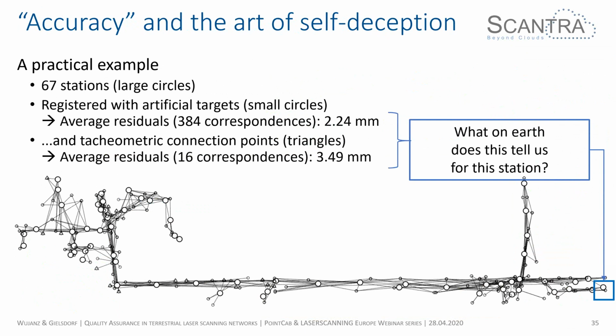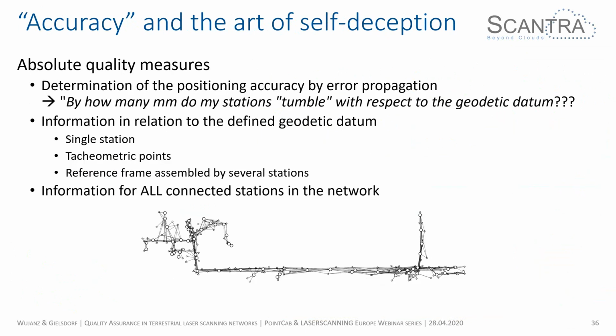So what I actually did, I took this scenario and put it into SCANTRA and performed error propagation and computed these absolute quality measures. What these numbers, as I will show you in a minute, tell you is by how many millimeters my stations tumble with respect to the geodetic datum. Tumbling means, just as in the example that I showed you earlier, my geodetic datum was the thumb in the slide shown earlier, and my stations were, of course, the jigsaw puzzle. And tumbling is actually the amplitude of how much the station is shaking with respect to the datum.